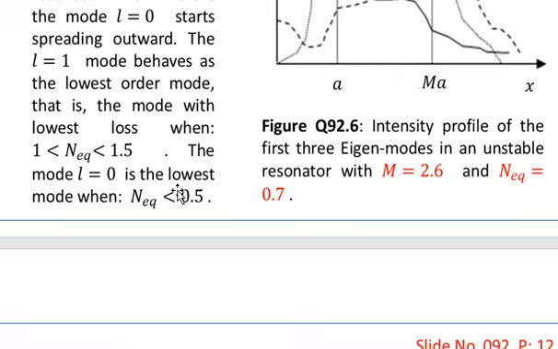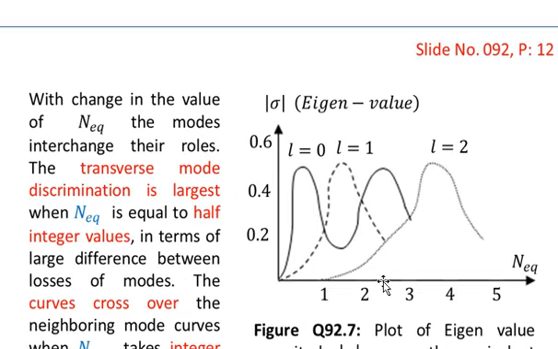The mode L is equal to 0 is the lowest mode when N equivalent is less than 0.5. So if you consider N equivalent less than 0.5, the L is equal to 0 mode starts increasing drastically. It means that its contribution, that L is equal to 0, starts contributing towards the beam axis and is maximized at the value of N equivalent of 2.5.